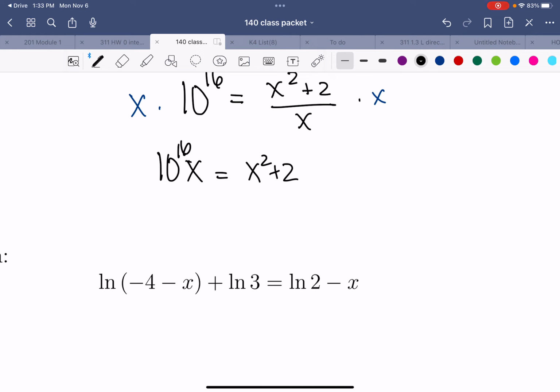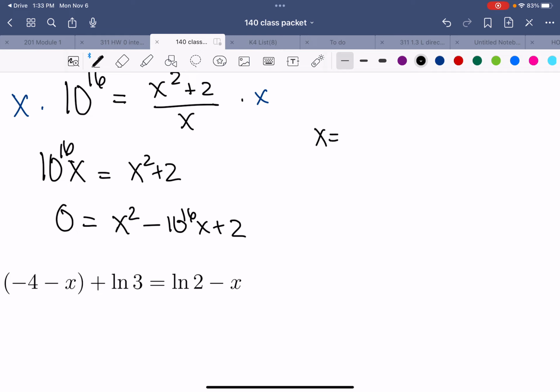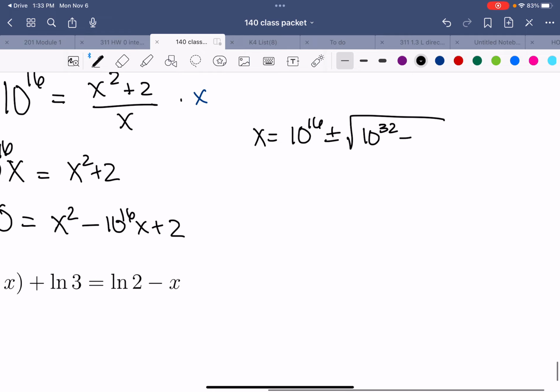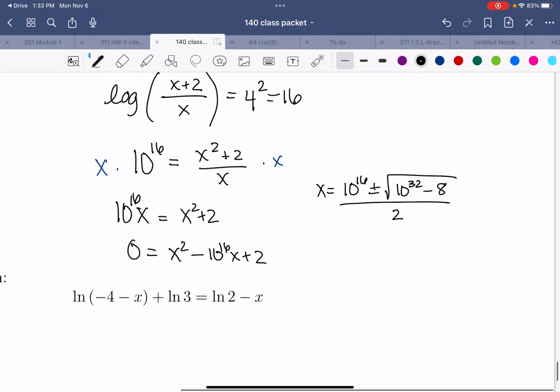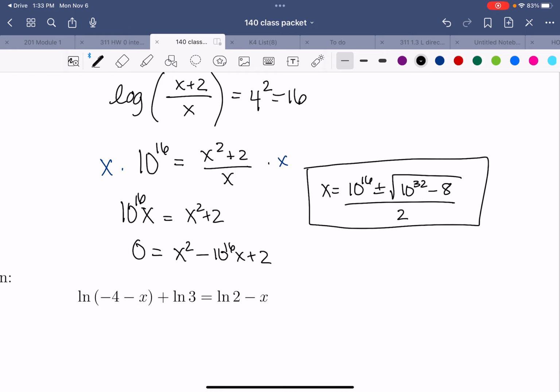So we're going to move the x squared and the 10 to the 16th times x to the other side. So this is 0 equals x squared minus 10 to the 16th times x plus 2. And then we can solve this. So this is using our quadratic formula. So positive 10 to the 16th plus or minus the square root of 10 to the 16th squared. That's going to be 10 to the 32nd. Minus 4ac, so 4 times 1 times 2 is 8. All over 2a, which is 2. And that's what I'm going to leave it like, okay? That one ended up being really, really big because of that 10 to the 16th.